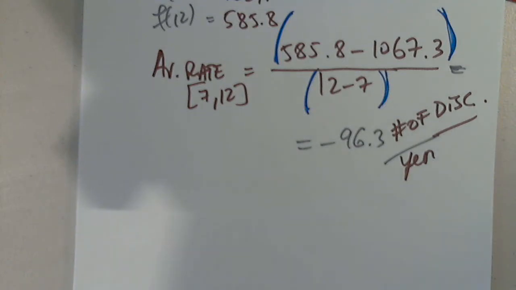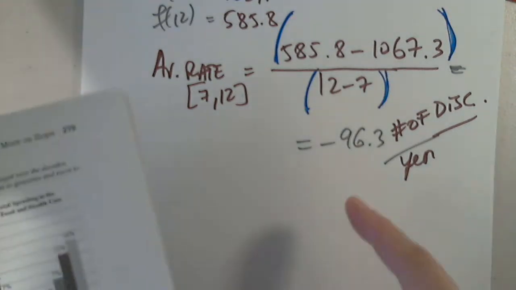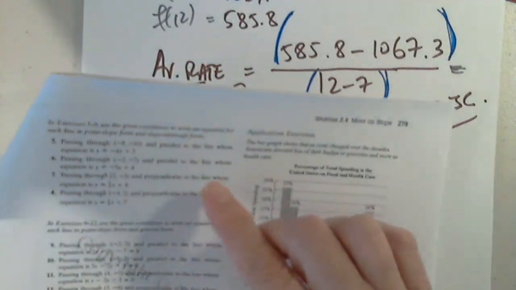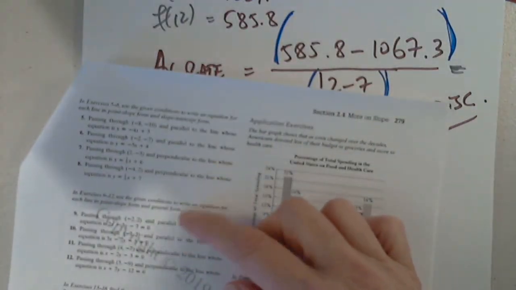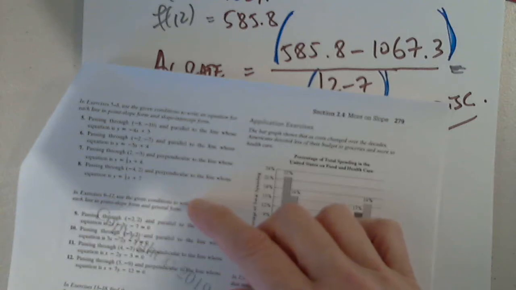Please don't forget the average rate of change, like the slope, has two measurement units. And I would like now to discuss parallel and perpendicular. That's the last topic we have to discuss.